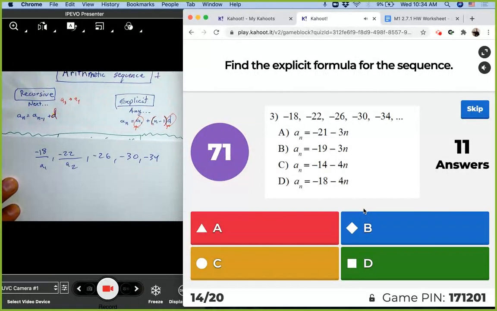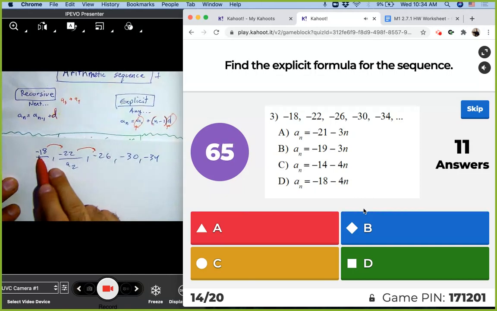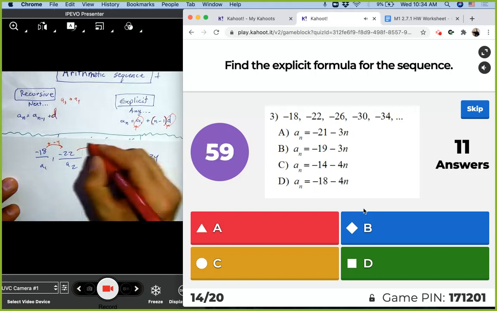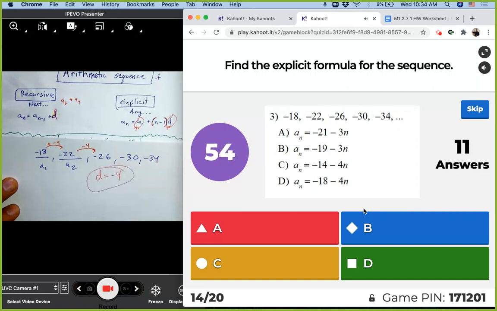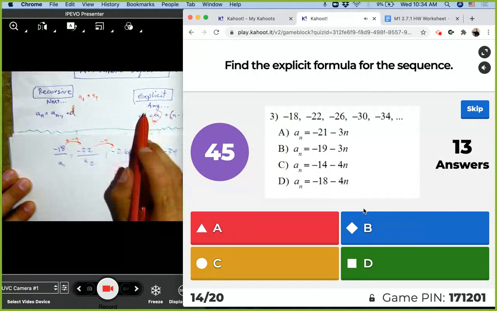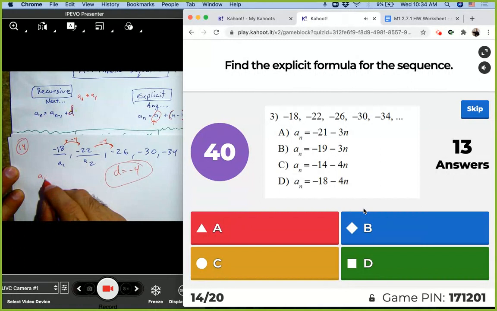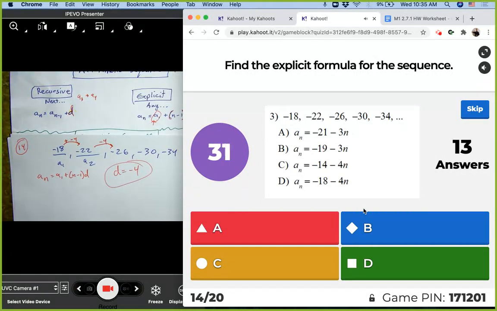How are we going between these terms? Underwater 18 feet, you end up at negative 22. What you're adding to this is a negative 4. That's important. We're trying to create an explicit formula for number 14 here. A sub n equals a sub 1 plus n minus 1 times d. So fill in what we need in order to complete this.